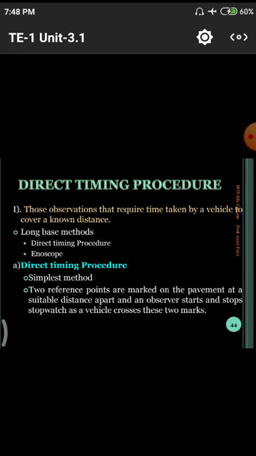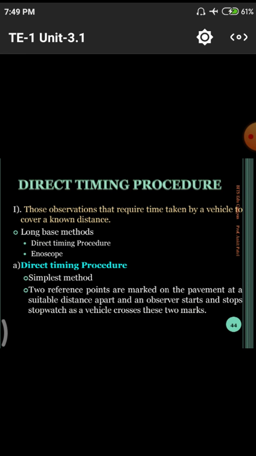Next one is the long base methods, direct timing procedure, enoscope. That means in the long base methods we have a direct timing procedure. Direct timing procedure means we have a particular span. We know the vehicle's capacity, that means how much speed our vehicle goes on a regular basis, so we have some estimation value. By using this estimation value we do a direct timing procedure. By using our vehicle speed, the amount of time required to reach that particular point, this is called the direct timing procedure. Next one is the enoscope.